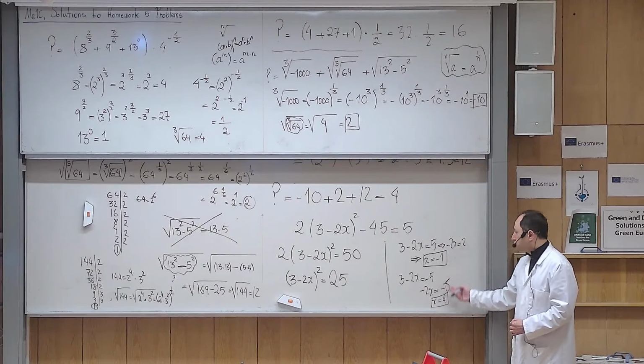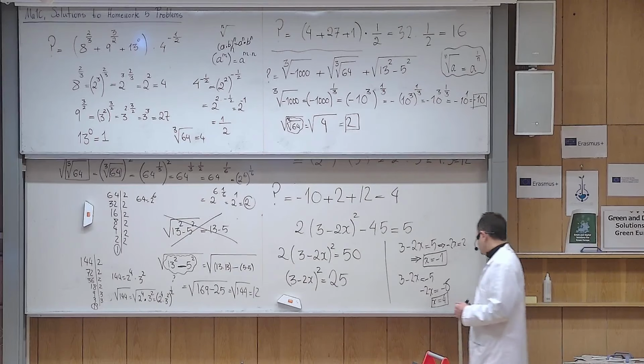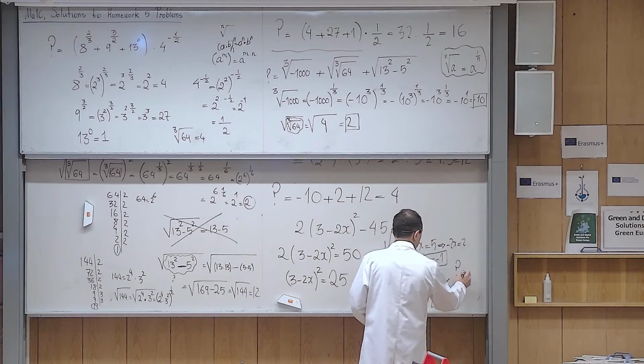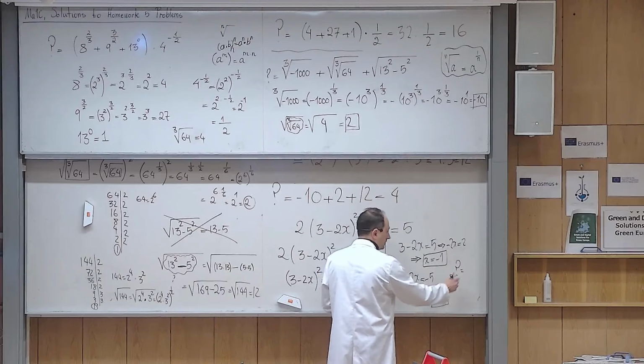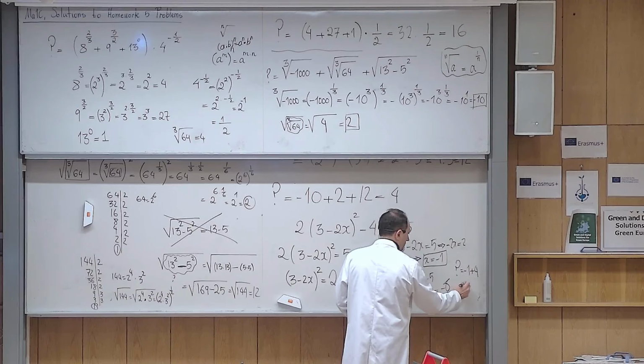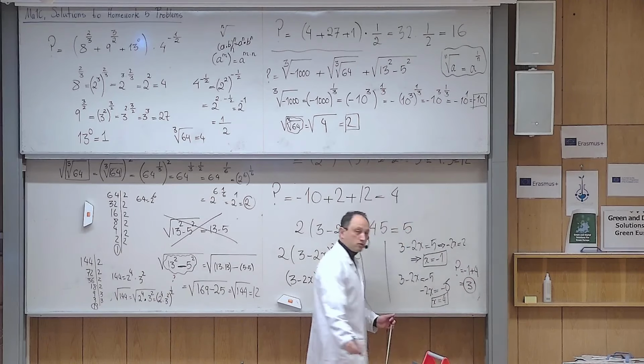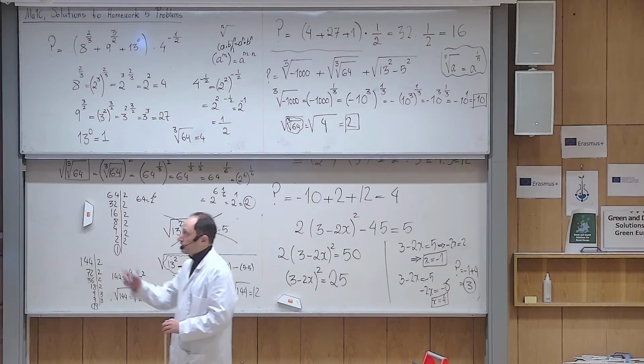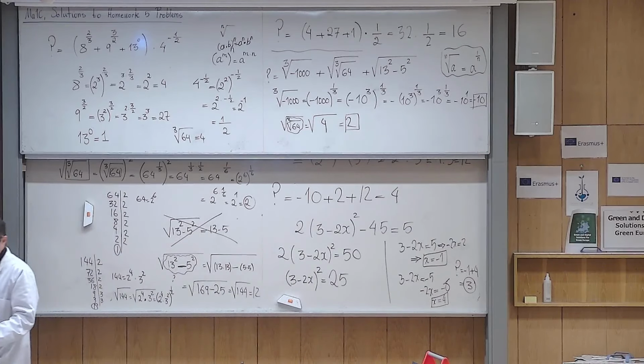So I have 2 roots. But what is the question? The question is the sum of the roots. It means minus 1 on the one hand and 4 on the other hand. So the answer is 3. So that is the answer that you have to provide for this problem. Any questions?